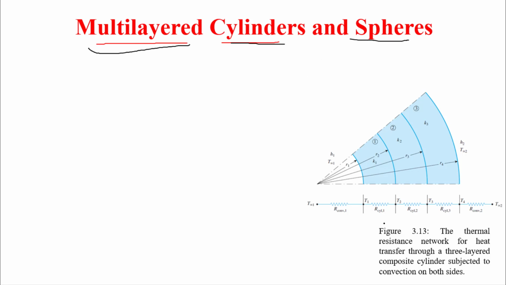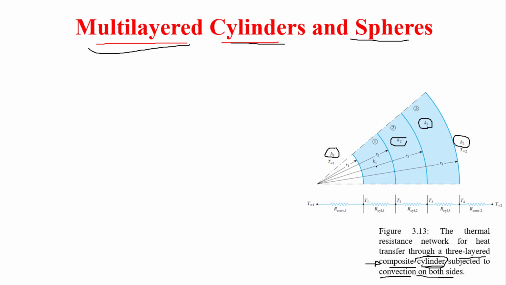and the sphere. So here in this figure we'll see the thermal resistance network for heat transfer through three layered composite cylinder. So this is composite because we have more than one material, okay, and we have here cylinder subjected to convection in both sides. So here we have convection H due to convection, and here we have convection on the other side, okay, and here we have three layers of different material composite cylinder layers, okay.